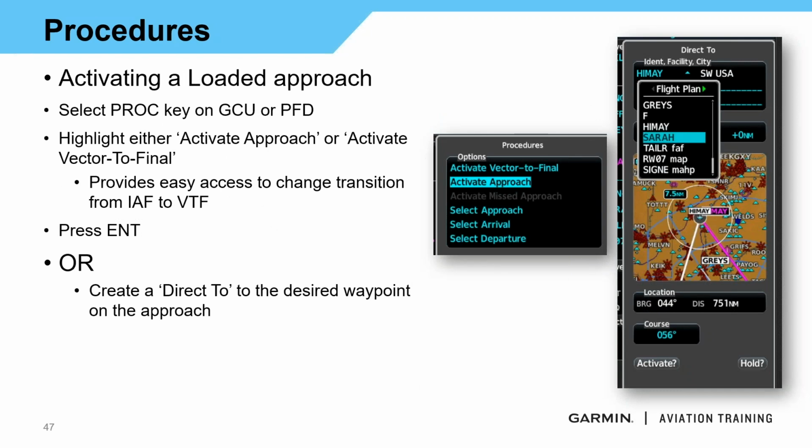So selecting the approach or activating the approach, we can if we want to. I can activate the approach by pressing the proc button and selecting activate approach, or I can go direct to Sarah. The image on the right hand side is actually a little image of that find feature. So I took my little knob, twisted it to the left, and now I've got flight plan up as my first option. Scroll down to Sarah. I can do that from anywhere in the system as I press the direct to button.